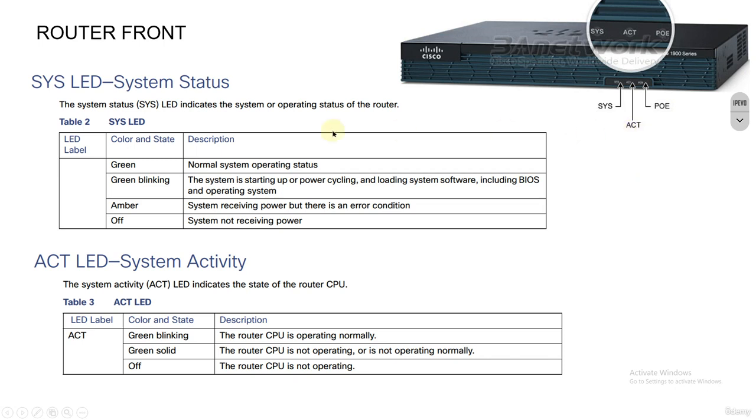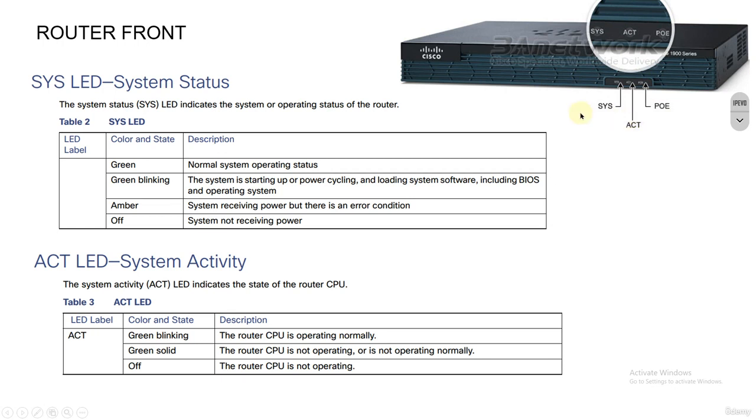Okay, so as you can see, this is the front of the router, how it looks. Here it will be written the router series, what type of router it is, the version basically. And then it has some indicators like SYS, ACT, and PoE.